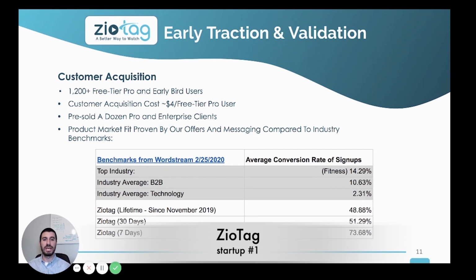Our product market fit is proven out by our conversion rates on our website and all of our messaging. Compared to industry benchmarks, the best industry converts website traffic at 14%, B2B at 10%, and technology at 2%. Our lifetime conversion rate is just under 50%. And as you can see, we've really dialed in over time. In the last 7 days, our website conversion rate for free users is just under 75%.